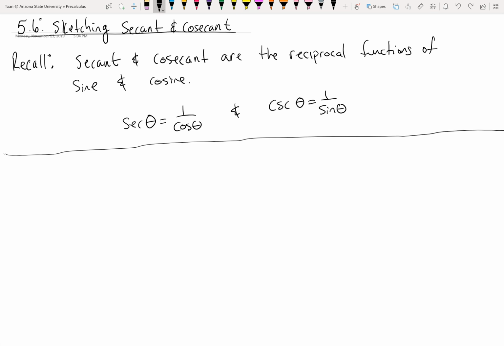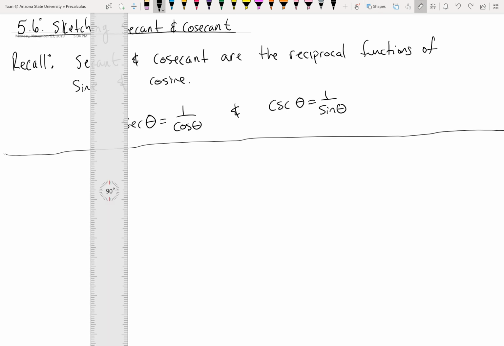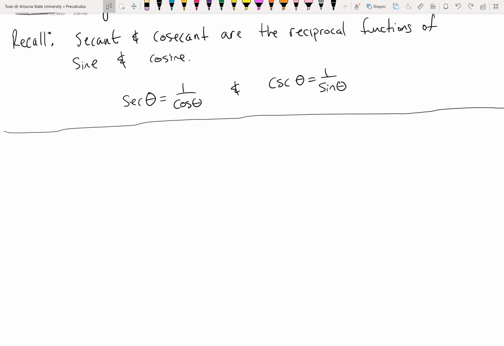So in terms of figuring out what they look like, I know that whatever one function does, the other function does the exact opposite. So instead of going to Desmos, let's see if we can figure out what these shapes should look like. So the first thing I'm going to do is take a look at what the basic sine and cosine functions look like.